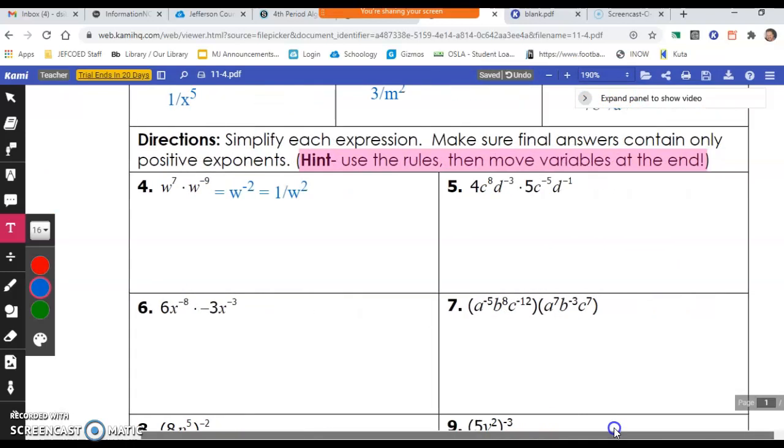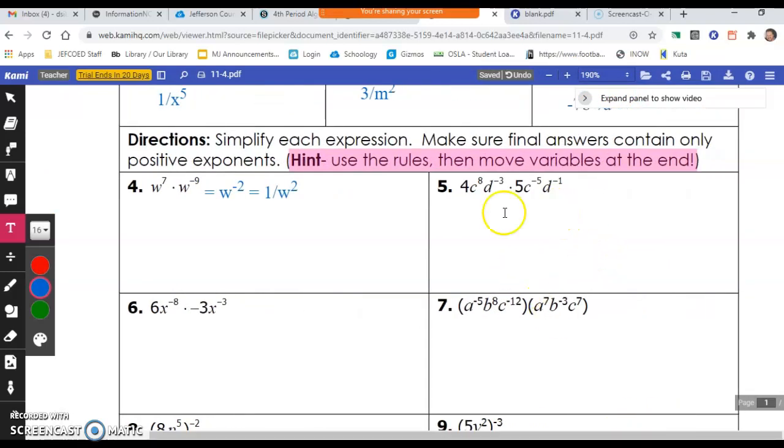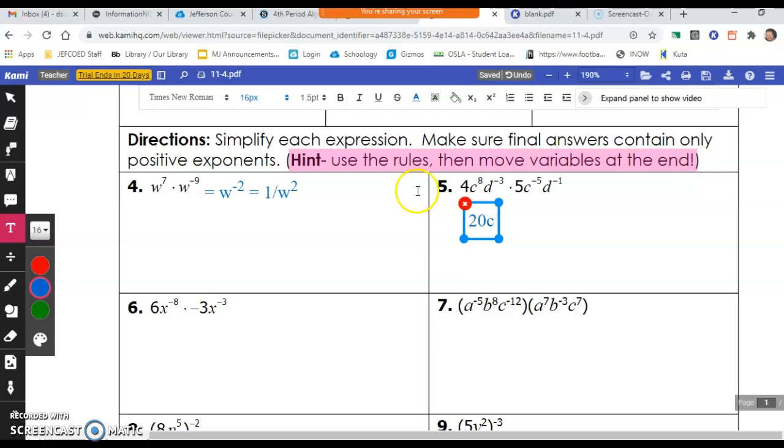All right, let's look at number 5. I'll try to zoom in a little more. We've got the product rule here. We've got 2 expressions that are being multiplied by each other. So what are we going to do with the 4 and the 5? We're going to multiply those, so we're going to have 20. Then c to the 8th plus c to the negative 5th, that's going to leave me c to the 3rd. Then d to the negative 3rd plus d to the negative 1, that's going to leave me d to the negative 4.